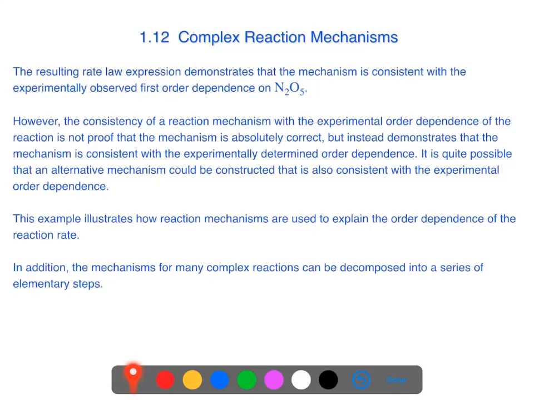In addition, the mechanisms of many complex reactions can be decomposed into a series of elementary reaction steps. And just to reiterate this particular point, we don't prove anything in science, and this is especially true for the development of rate law expressions. When we're examining reactions and trying to understand the details of those reactions, we make proposals and we collect experimental evidence to support or refute those proposals.